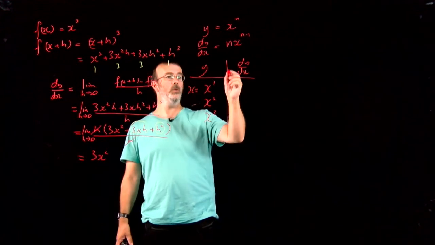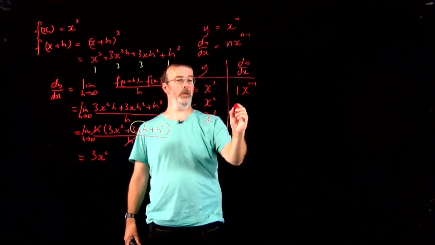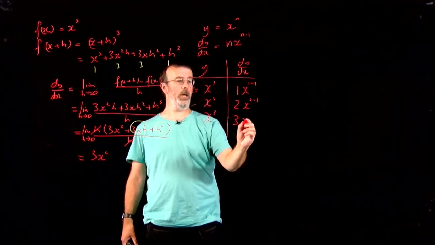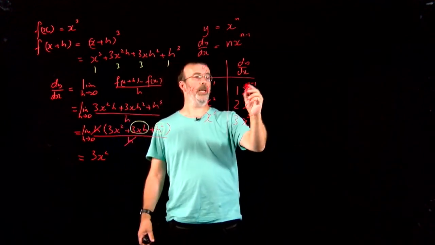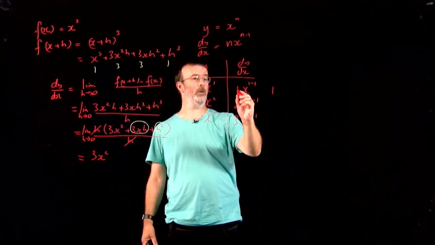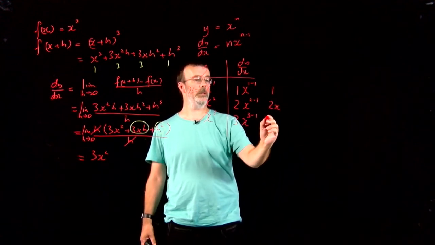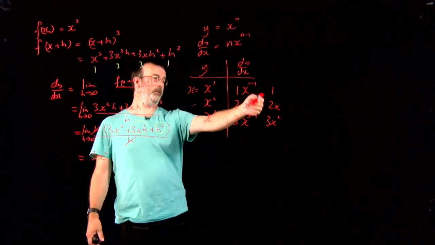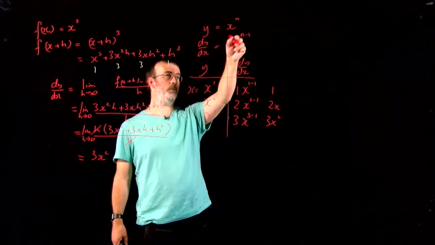So if we do the rule, this becomes 1x to the 1 minus 1. That becomes 2x to the 2 minus 1, and that becomes 3x to the 3 minus 1. And so that's x to the 0, which is 1. So we just get 1 times 1 is 1. This becomes 2x. This becomes 3x squared. And so because you've done these from first principles, then it's easy enough to accept that.